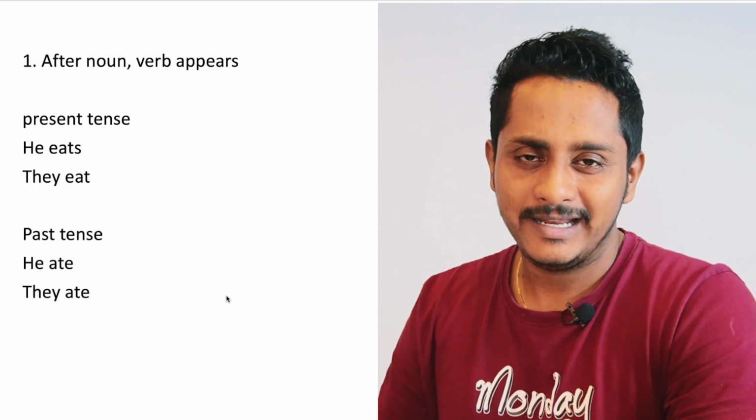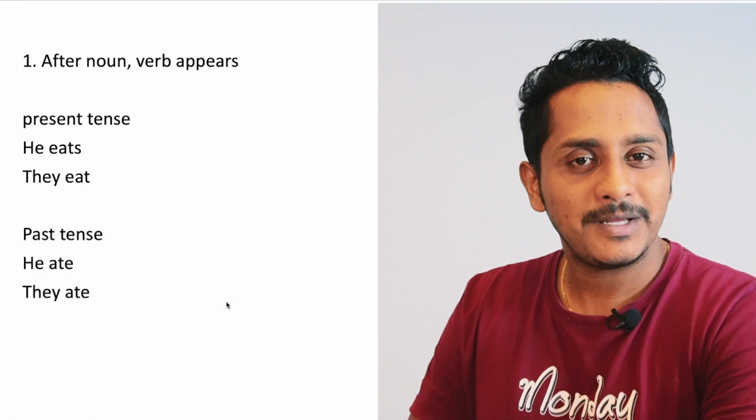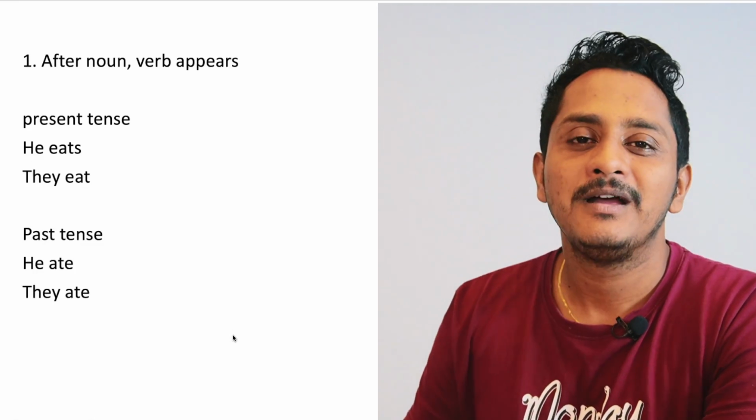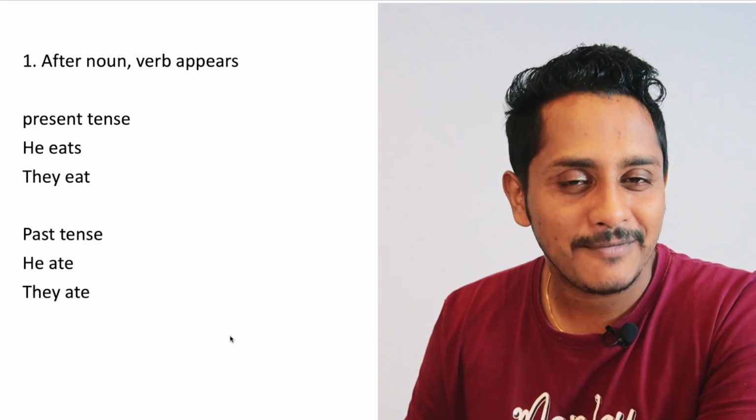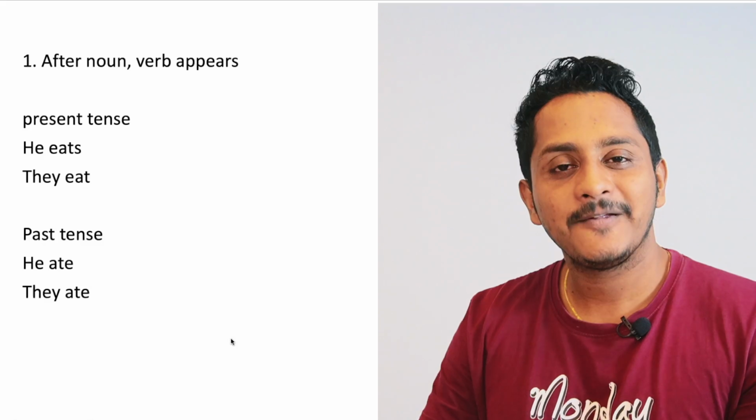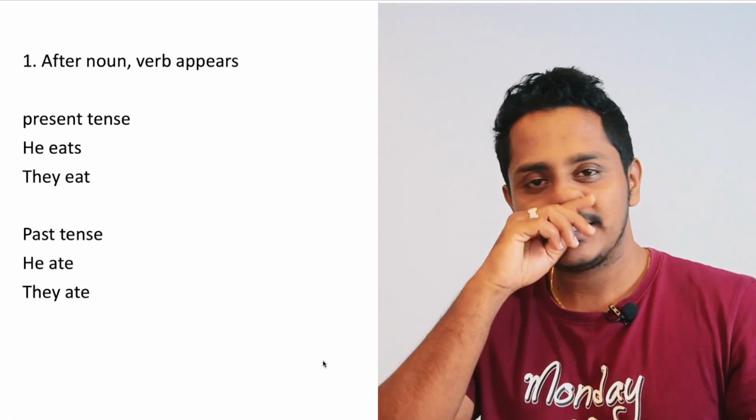He ate, they ate. In the past tense, this S rule will not be applicable. In the present tense, that S will come for a singular noun. When the verb comes next to it, the verb will have S. He eats, they eat. He ate, they ate, she ate. So, after a noun, a verb appears. That is a generic rule.